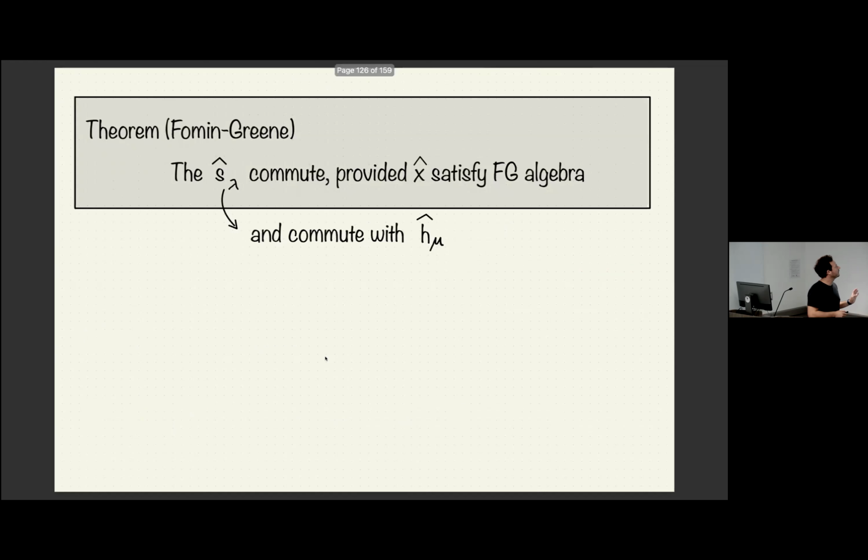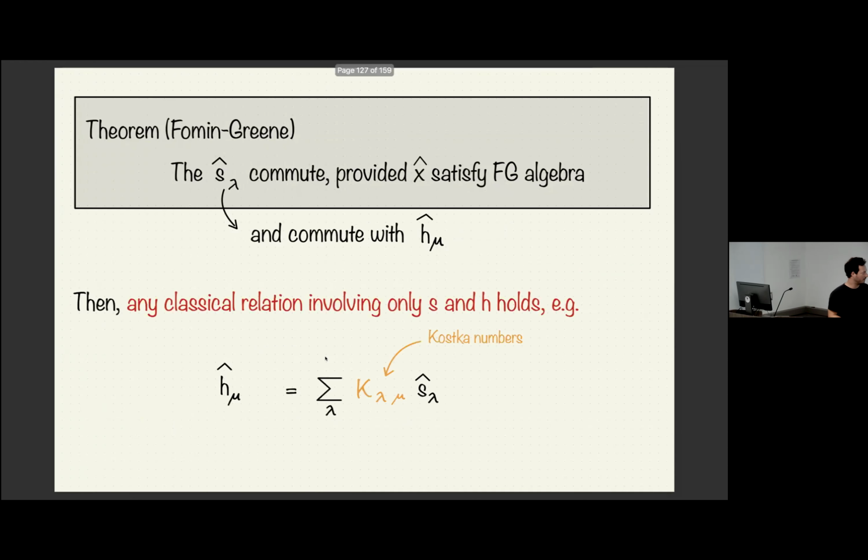Now, with this ordering prescription, the main result of Foreman and Green is the following: the s hat lambdas commute with one another, and they also commute with the h's, provided the x's satisfy this Foreman and Green algebra. So you can make these polynomials in non-commuting variables, as a package with the correct ordering, commute. One of the applications is that any classical relation that involves only h's and s's and holds classically also holds in this case of non-commuting variables. All the manipulations that you did classically will carry through, because the only thing that could fail is that something doesn't commute.